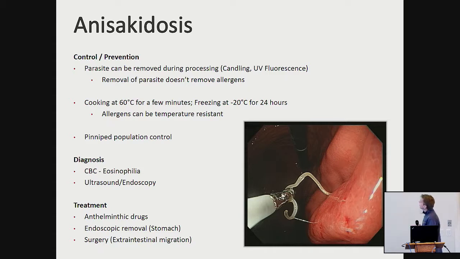So control and prevention. Fortunately, the parasite is quite visible, so you can remove it during processing, and they often use candling, ultraviolet fluorescence, to aid. Candling would be like shining a bright light through the fillet, and you'd be able to see the worm embedded in the muscle, so that helps in identifying it. If you didn't want to pull it out and you don't mind a little extra protein, you can also cook it for a few minutes at 60 degrees Celsius, or freeze it at minus 20 for over 24 hours, and that's usually the common approach because sushi, obviously, you can't cook.